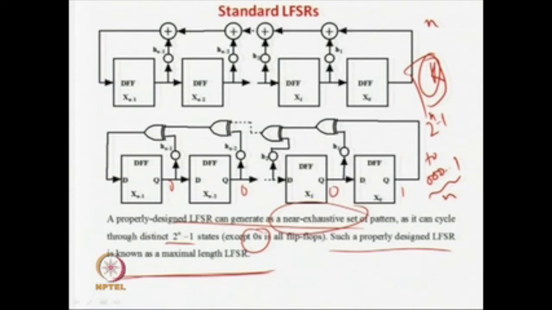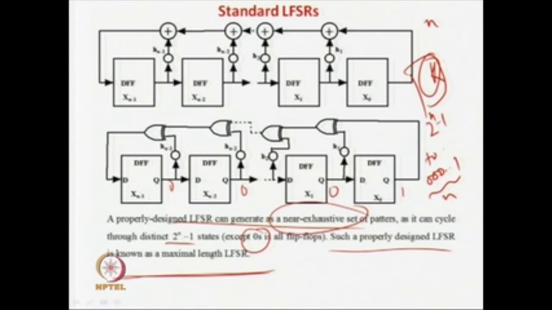So using different configurations of these H1 and H0s, you can also go for something that may not be a maximal length LFSR. So the cycle will be less than 2 to the power n minus 1. It will not generate all patterns between 1 and 2 to the power n minus 1. But generally what we do is that we use a maximal length LFSR because we want all patterns to be generated, because we do not know which test patterns may be required.